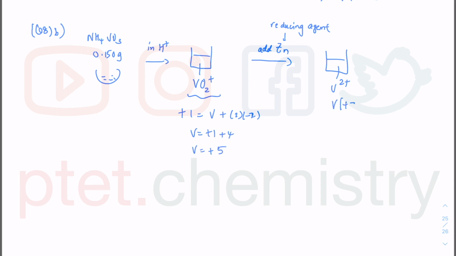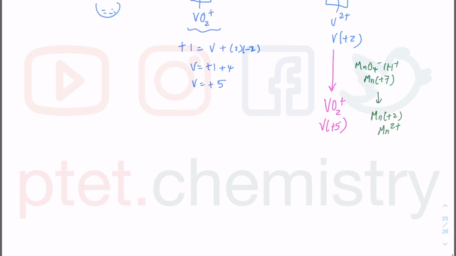This is vanadium plus 2. We're going to do the titration with this vanadium plus 2 using MnO4 minus acidified. So there is manganese plus 7. The manganese plus 7 will go to manganese plus 2 in your Mn2 plus. The equation is given. On the other hand, the vanadium 2 plus will go back to VO2 plus, which is the reverse equation based on the first line of the equation they've given you. So this is back to vanadium plus 5. So let's work backward. So this is the idea of backward titration.